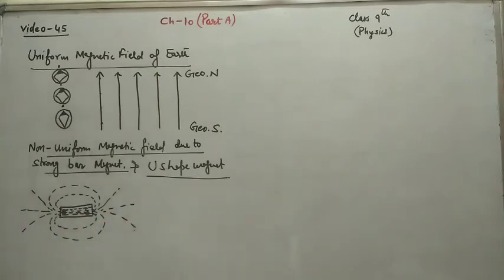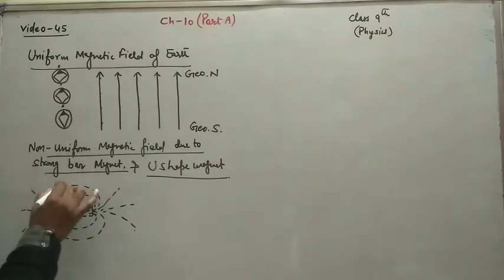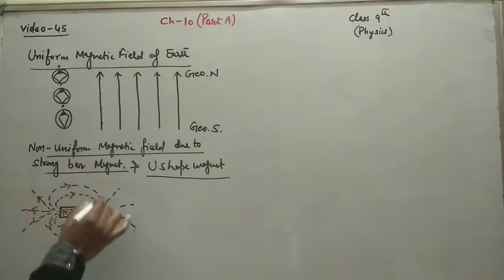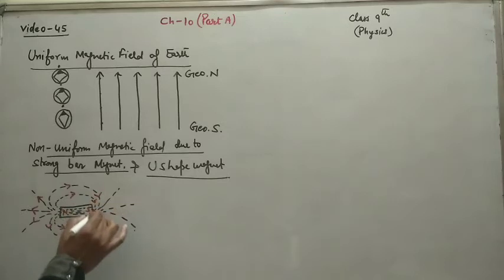In this way, here you have north to one side and south to the other side. This is north and here you'll have south. Magnetic field line starts from north in this way and ends in south in this way.